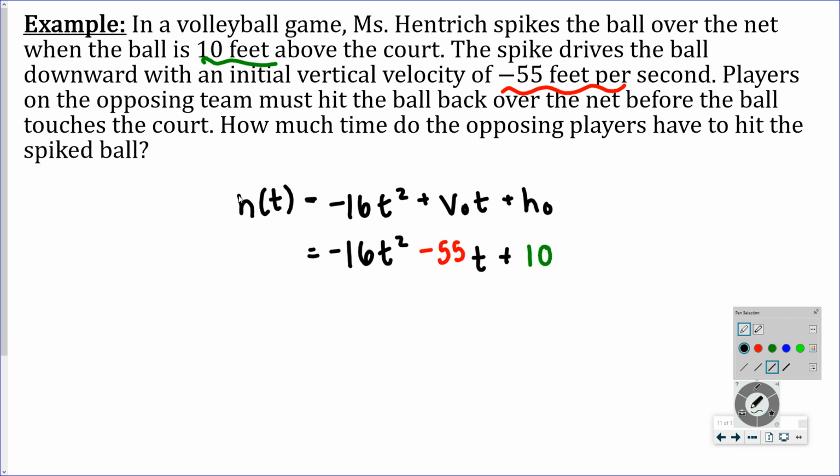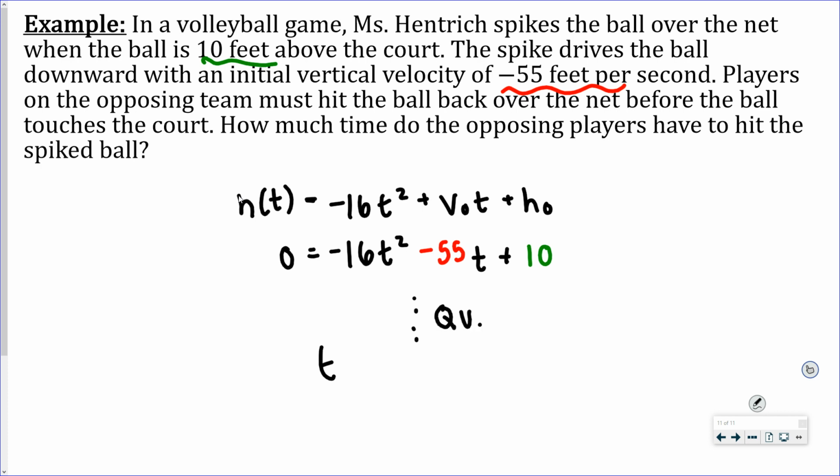All right, so how much time do the opposing players have to hit the spiked ball? So I'm trying to figure out when the height is what? 0, when the ball hits the ground, right? Because once it hits the ground, then the point's dead. Okay, then the ball is over. So you set this equal to 0. We don't need to go through the whole quadratic formula again. You can if you want to. Here's the time I got. So you'd use the quadratic formula. The hardest part is sometimes just setting them up.